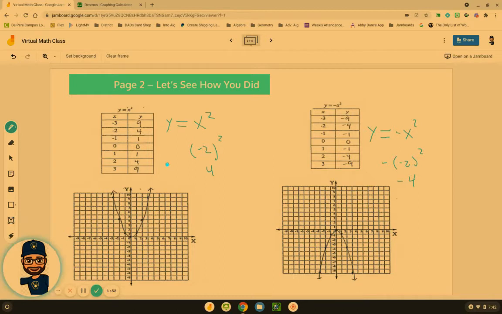And what that does is it causes this graph to have a different look to it. One of them, the graph will look like this, which is a typical U-shape, and the other one is an upside down U for the graph here. And so pay close attention to maybe why that is happening.